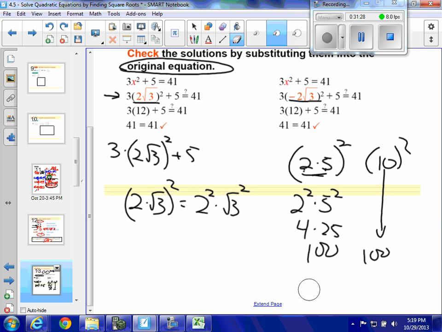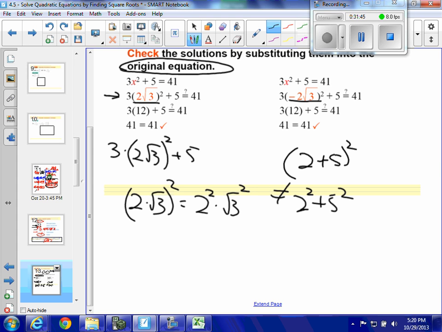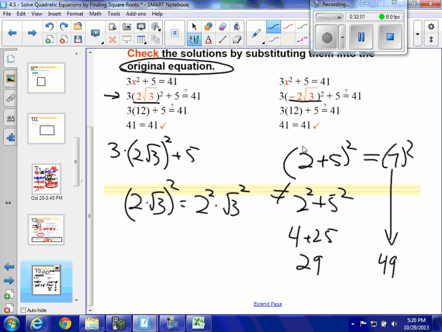That is very different from when you have a sum. If you have a sum, 2 plus 5 squared, it is not equal to 2 squared plus 5 squared. That would give us 4 plus 25, which would give us 29. When in fact, this is equal to 7 squared, which of course is 49. So make sure that when you're doing this, you're remembering the difference between whether I have a sum or a product.